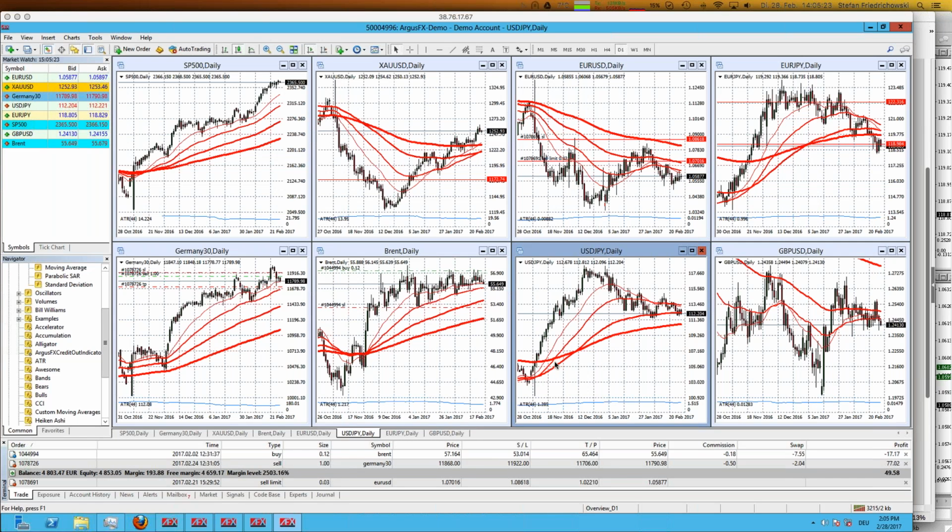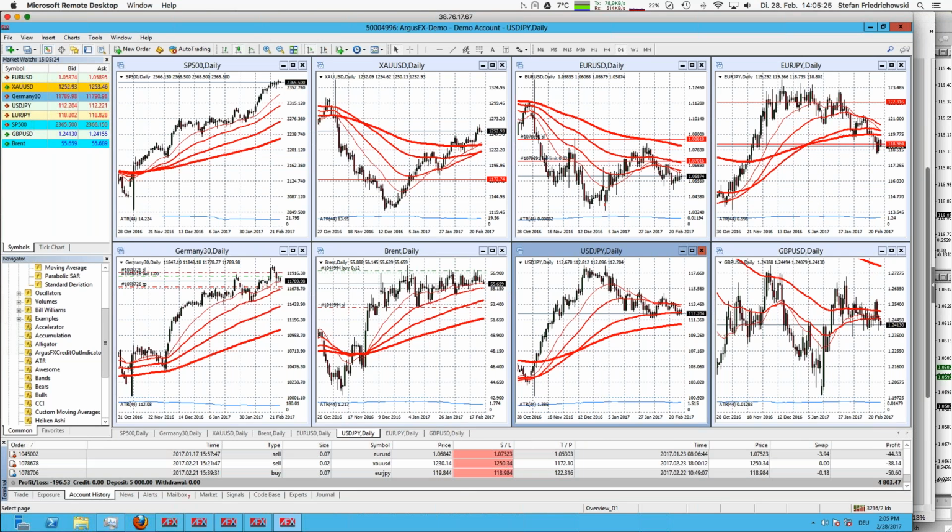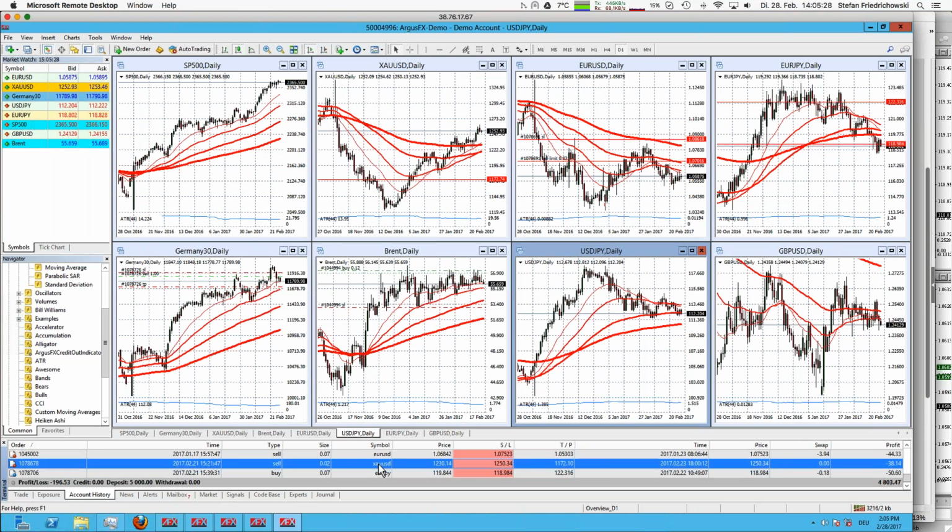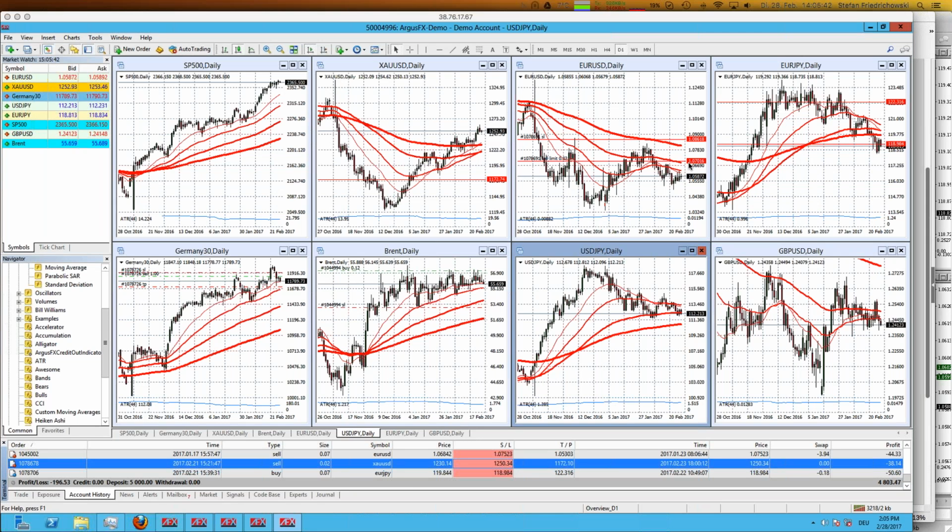Our trades: we have done some trading activities and two trades. That is the trade on gold, and the other one is a trade on euro Japanese yen. Both trades have reached the stop loss. So unfortunately, those trades are minus trades, but anyhow, that belongs to trading as well.